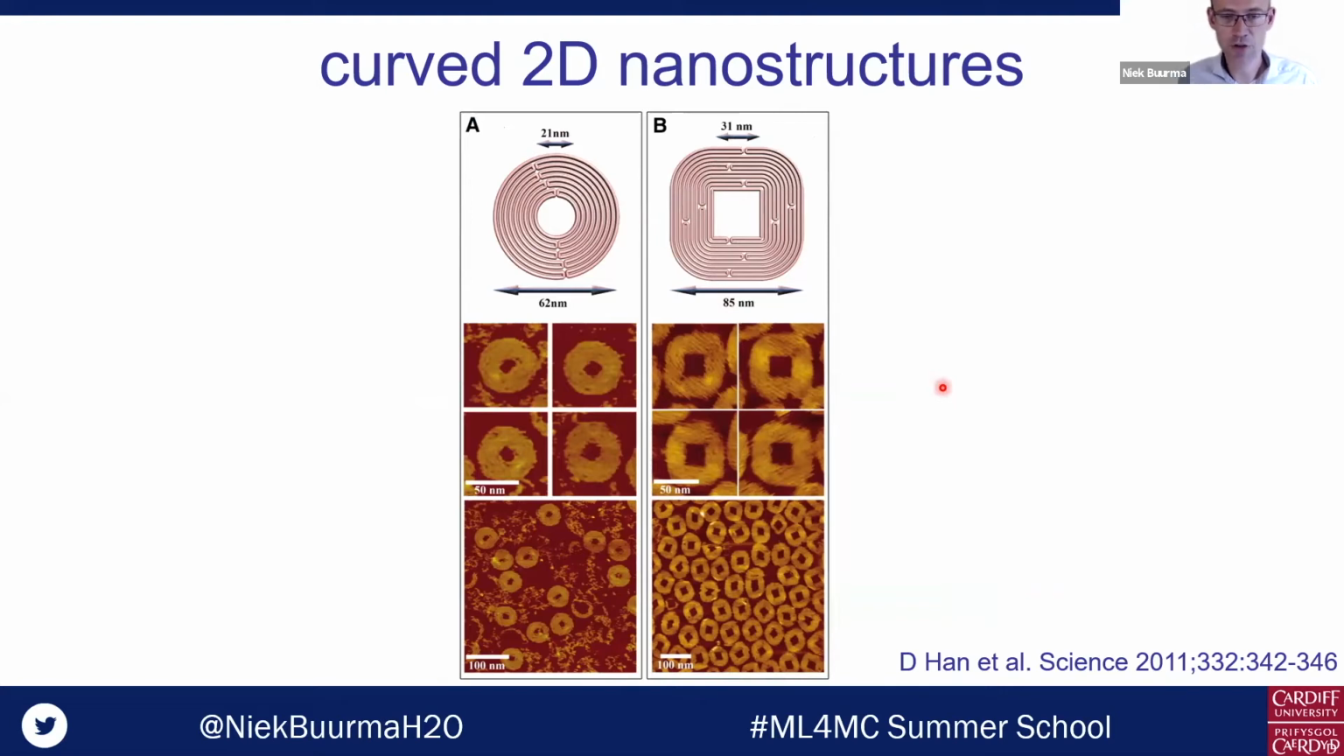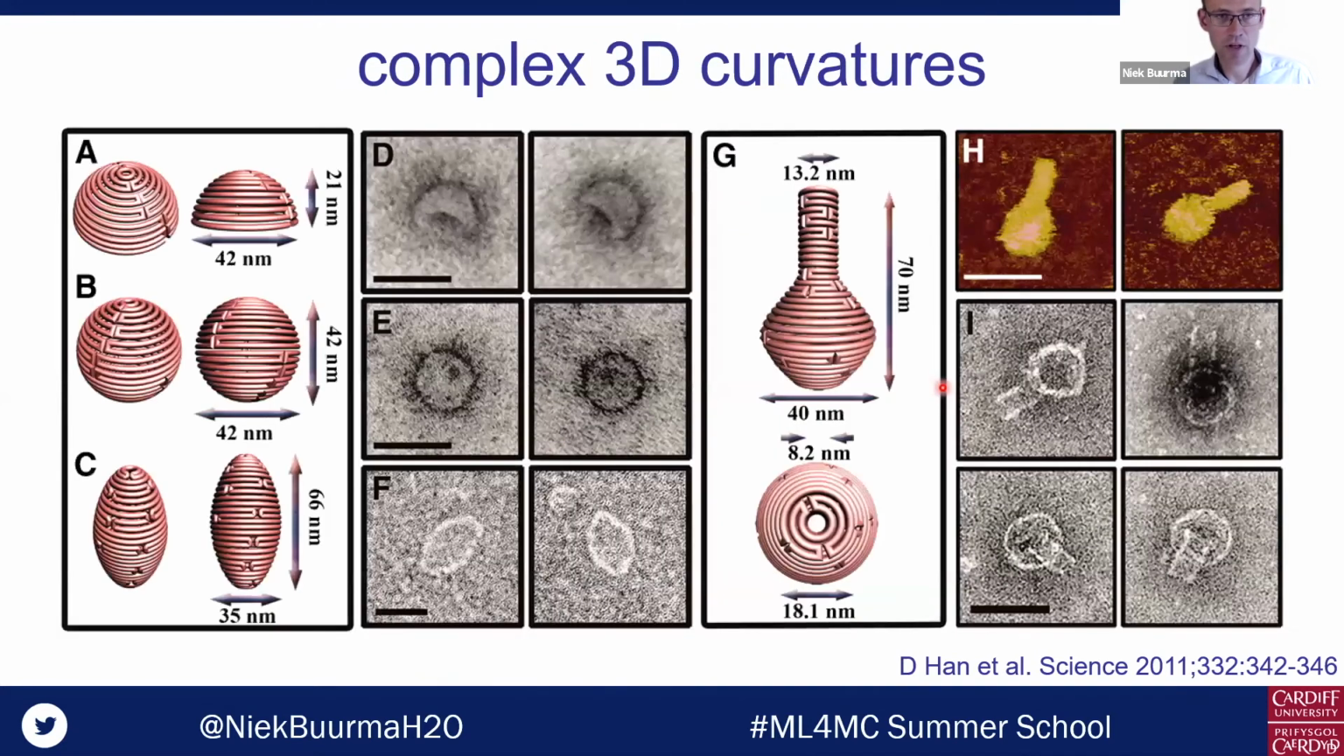Again, still in 2D. You can expand this to three-dimensional structures as well, and that's what you see over here, where you can make half spheres, full spheres, rugby balls, or even small flask-like structures like the one that you see over here. And again, electron microscopy confirms that you can make all of these structures.